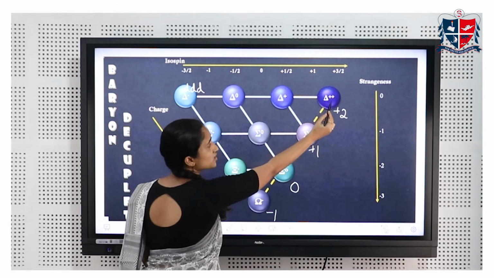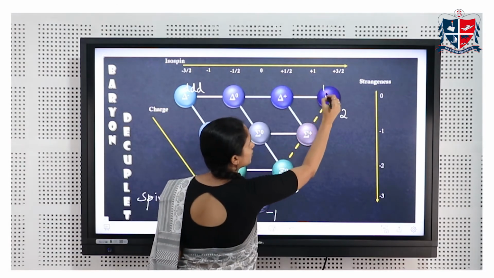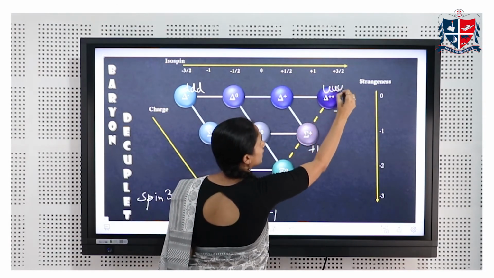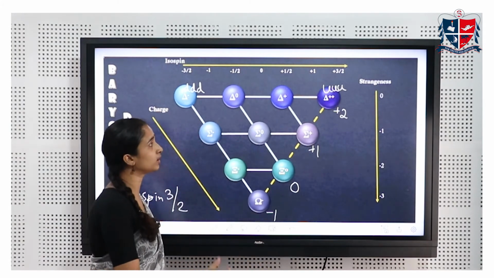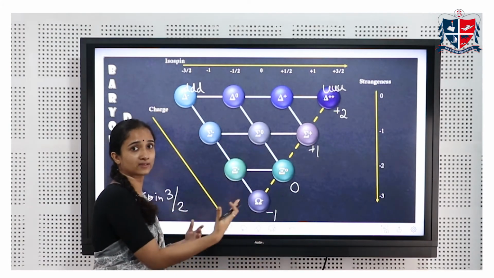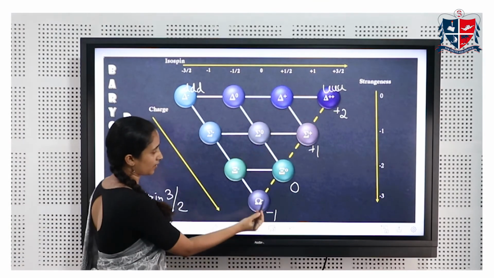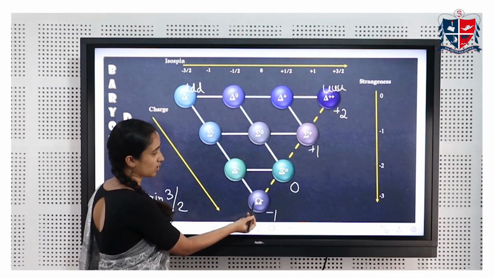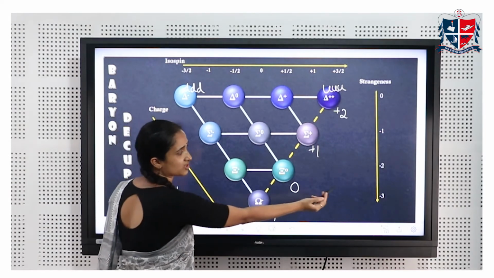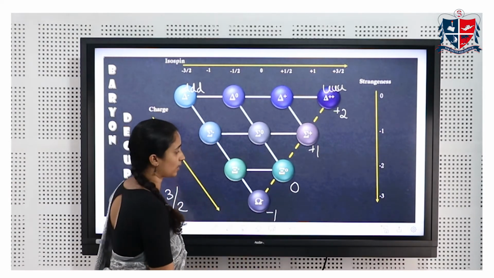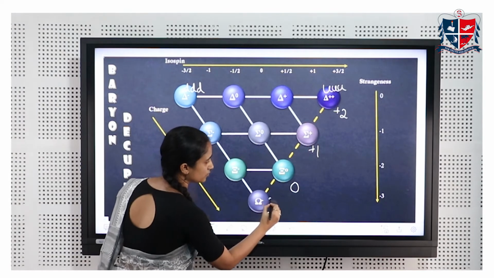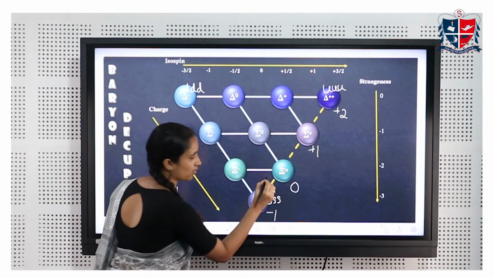Again, if you need a charge of +2, this must be composed of U, U and U. Then only you will get a charge +2. 2/3 plus 2/3 plus 2/3 E. So you'll get a charge +2. Now here we have our omega minus. Omega minus is having a strangeness number -3, which means that this must be composed of 3 S quarks.